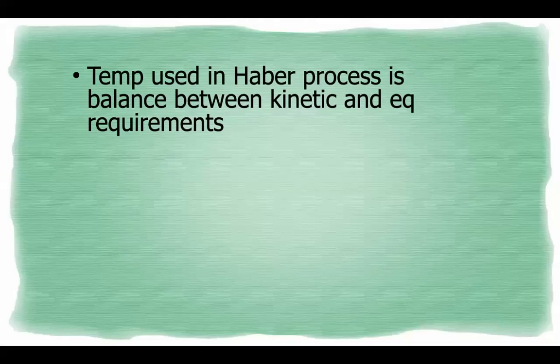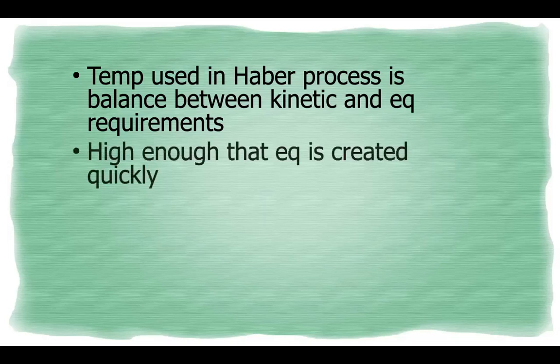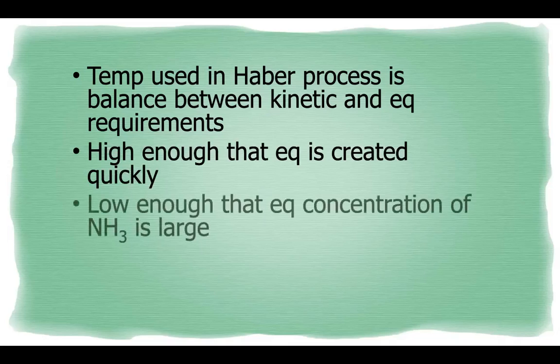So the temperature that's used during the Haber process is a balance between the kinetic energy requirements and equilibrium requirements. We want it at a lower temperature because that will favor the forward reaction to produce more product, because the forward reaction is exothermic. However, we don't want the temperature so low that the collision rate is too low to produce effective collisions. So the temperature is high enough that equilibrium is created quickly, but low enough so that we can increase our yield. We can increase the amount of product we're making.